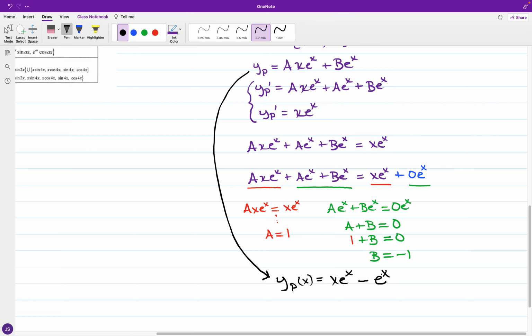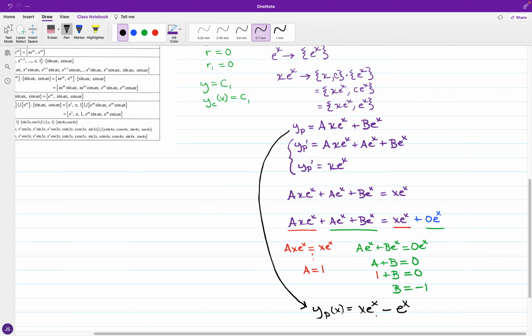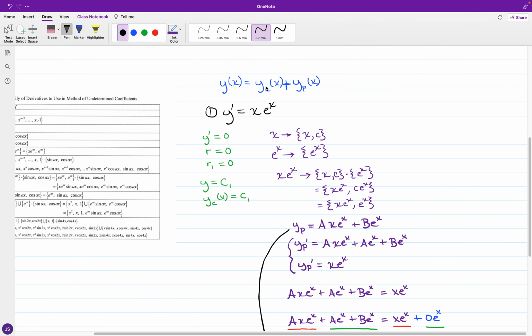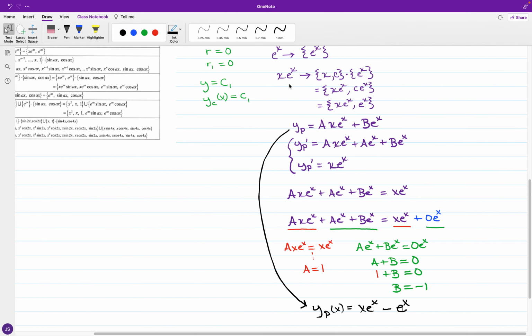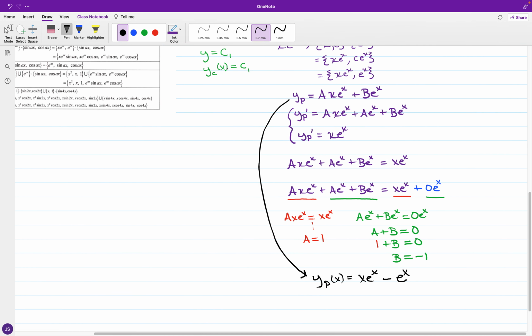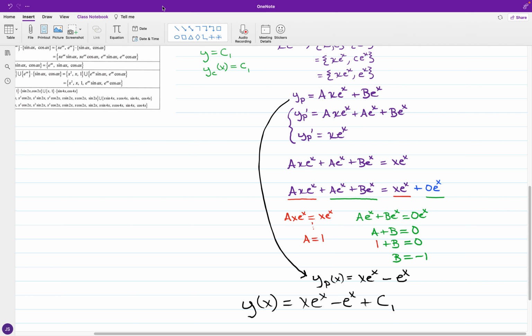And looking at what we have all together, again, you have y of x is equal to y sub c of x plus y sub p of x, and y sub c of x is equal to the constant. So all in all, you're going to have that y of x is equal to your y sub p of x, whereupon we have x times e to the x minus e to the x, and we have the constant from the complementary, and this is going to be the outcome for the first non-homogeneous equation.